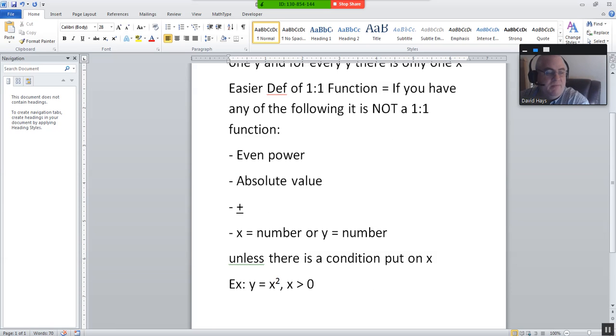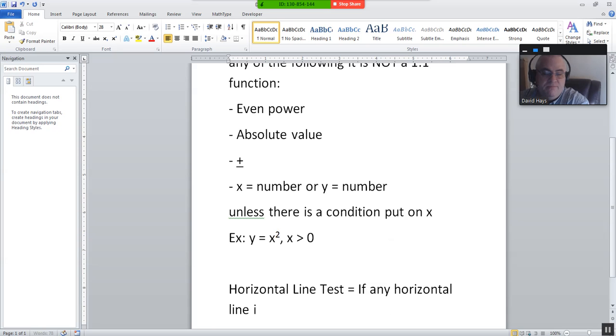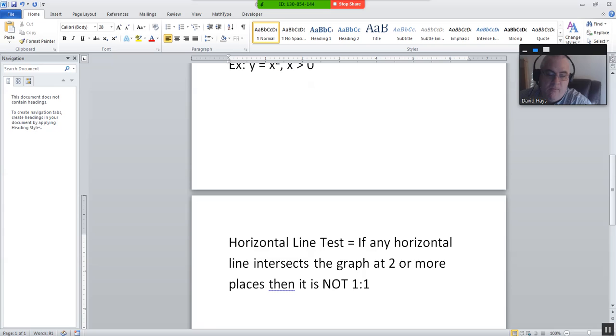We also got a horizontal line test. We had the vertical line test that says if any vertical line intersects your graph at two or more places, it's not a function. Well, we got the horizontal line test. It says if any horizontal line intersects the graph at two or more places, then it is not one-to-one.